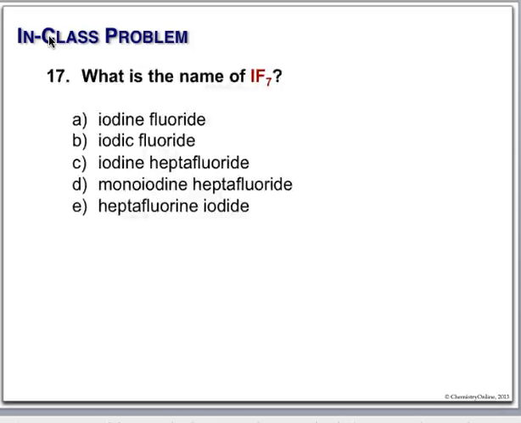IF7, what is it? First of all, is it covalent or is it ionic? It's going to be a molecular compound, isn't it? Both of these are halogens, actually, aren't they? They're both group 7.